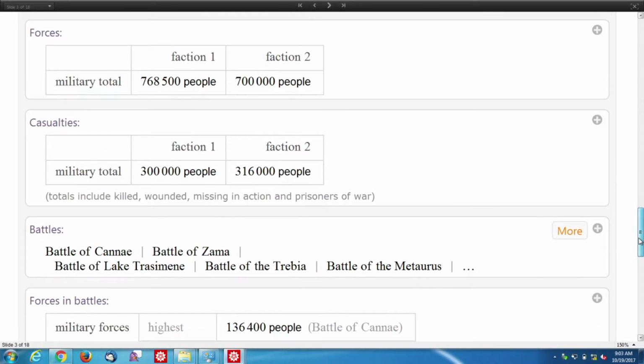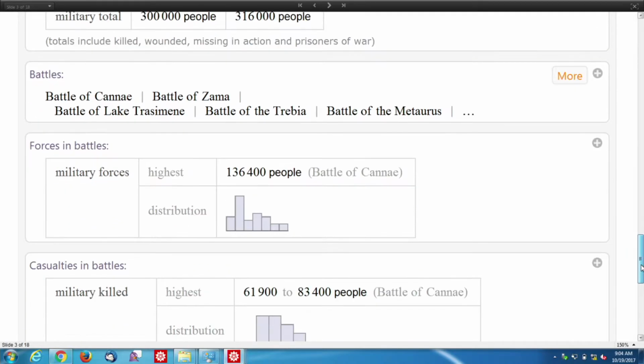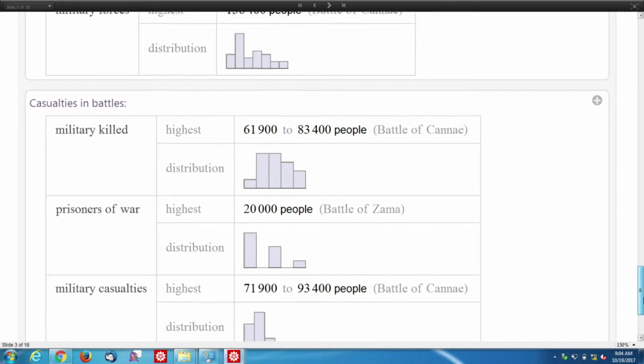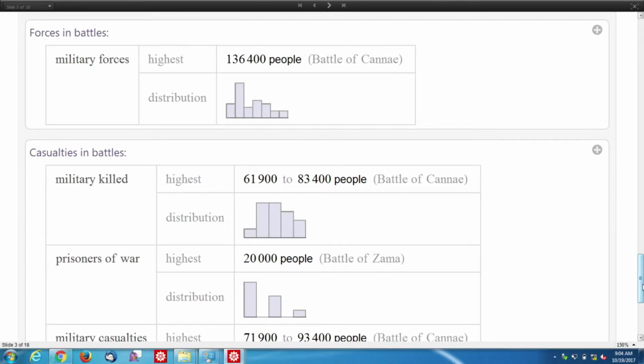This is a bit more interesting because it's something we can do calculations with. The casualties and forces present in each. And we can look here at a summary of the battles in the war. A bit of a distribution graphic, going further into the military killed, prisoners of war, and such things. We try to be as specific as we could with the data we had.